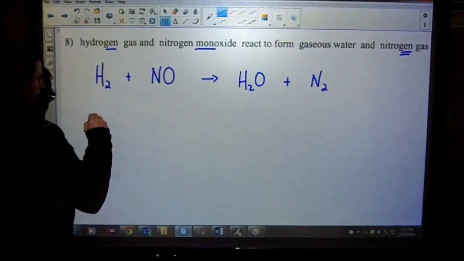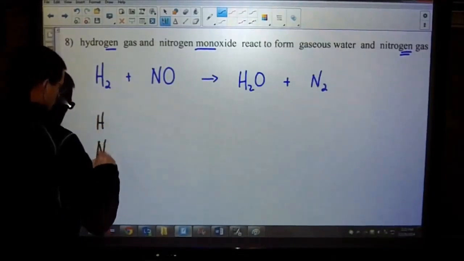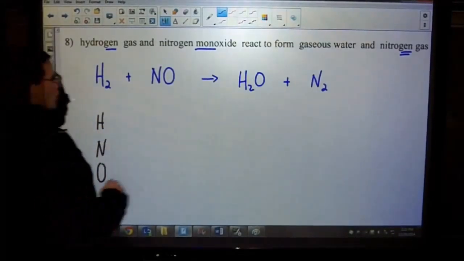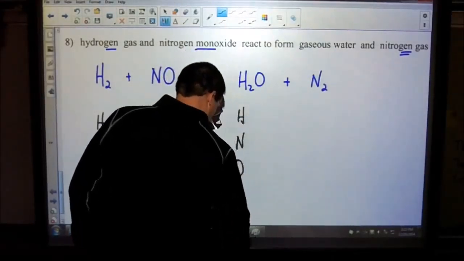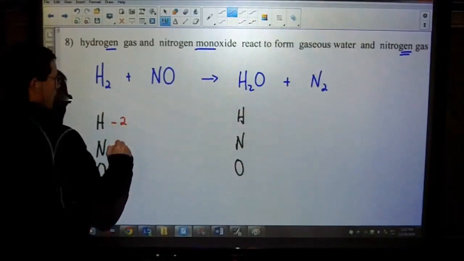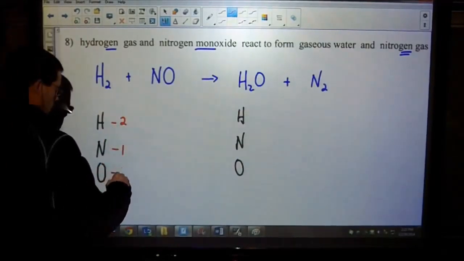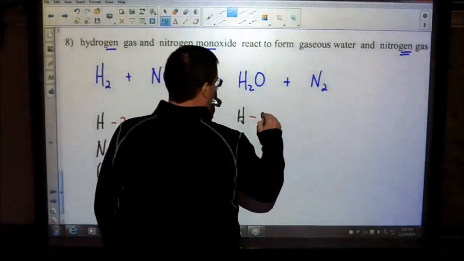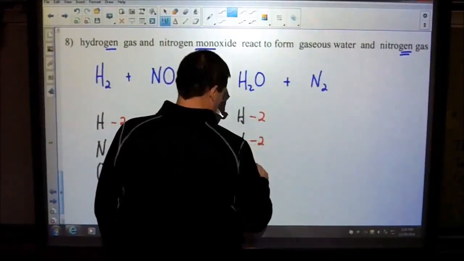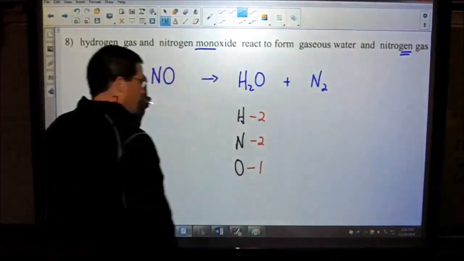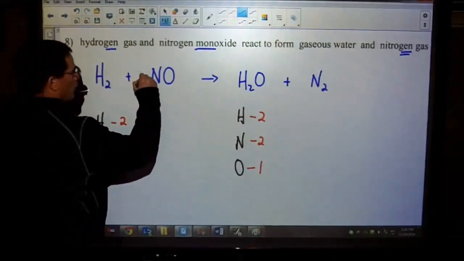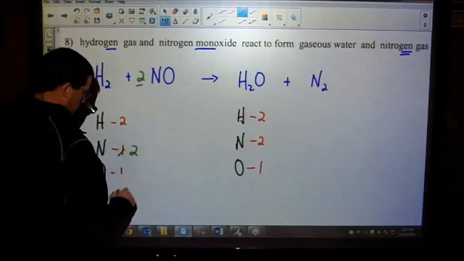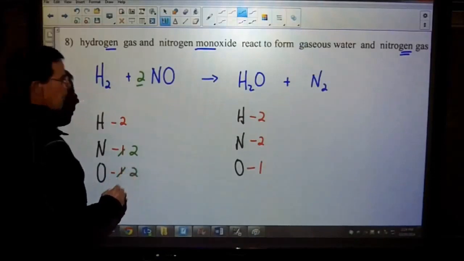So let's do our inventory. Hydrogen, nitrogen, and oxygen. That's all of them. Let's do the same thing over here. Hydrogen, nitrogen, and oxygen. So over here I have 2 hydrogen, 1 nitrogen, 1 oxygen. Over here I have 2 hydrogen, 2 nitrogen, 1 oxygen. Okay. Hydrogen looks good for now. Nitrogen, I have 1 here, but I have 2 over there, so let's put a 2 there. And now that gives me 2 oxygen.